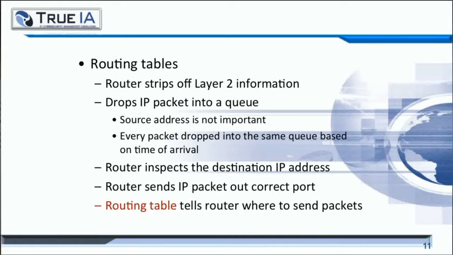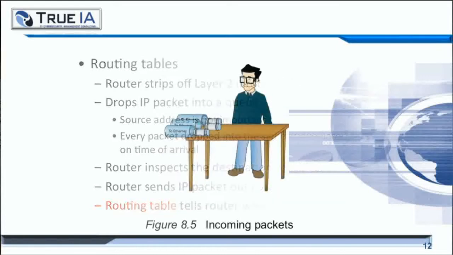They do this by routing tables. The router strips off its layer 2 information and then it drops IP packets into the queue. The source address at that point is not important anymore. Then your router inspects the destination IP and sends the IP packet out the correct port. This is what the routing table tells the router to do.